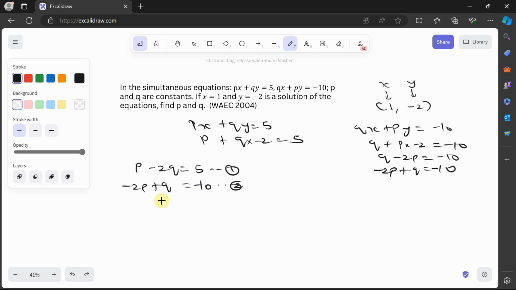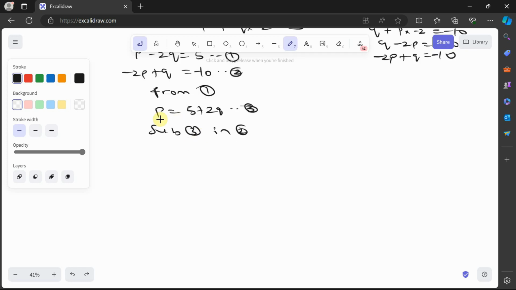So what can we do? I can make p the subject of the formula in equation 1. So from equation 1, p is equal to 5 plus 2q, which is equation 3. I'll substitute equation 3 in equation 2. Anywhere I see p, I'll put 5 plus 2q. So that is minus 2 open brackets, 5 plus 2q, plus q is equal to minus 10.